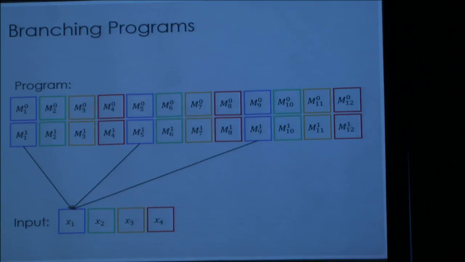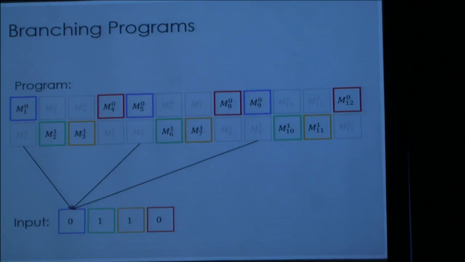So to evaluate this program on some specific input, let's say 0, 1, 1, 0, you first need to select one matrix in every level based on the input. So in the blue levels, they're associated with X1, which is 0, so you take the 0 matrices. The green levels are associated with X2, which is 1, so you take the 1 matrix. So once you selected one matrix in every level, you multiply together all these matrices. And the branching program is designed in such a way that the product will always be one of two special matrices called top and bottom. So if the program accepts, the product will be top, otherwise it will be bottom.